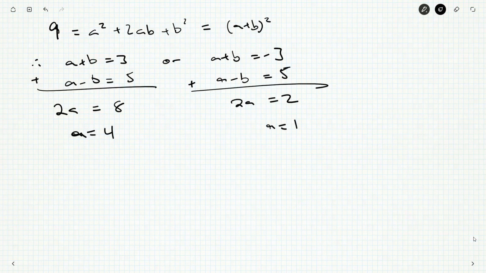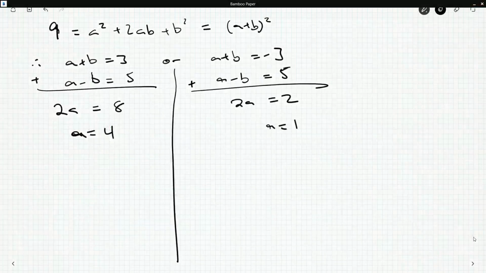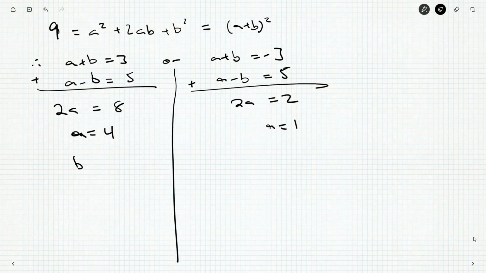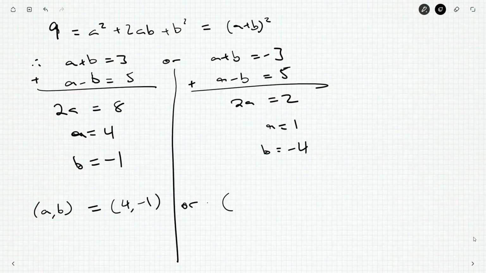Or a is 1. So we split it up into two different cases depending on what a plus b is. A minus b is something they gave us in the problem. There's nothing we can do about that. So if a is 4 and a minus b is 5, that would make b negative 1. Alternatively, we need a plus b to be 3 here, and we need a plus b to be negative 3 here. A is 1, b is going to be negative 4. So those are our answers. A and b is either 4 and negative 1, or 1 and negative 4.